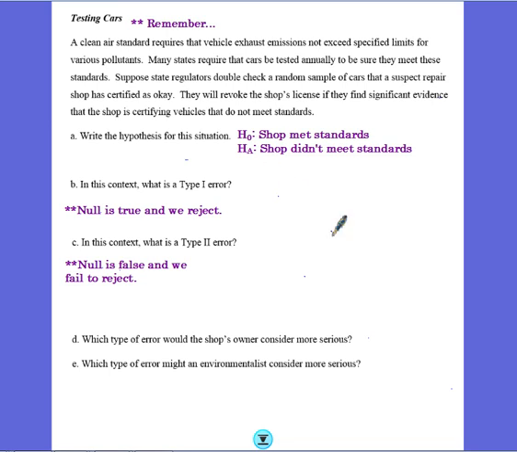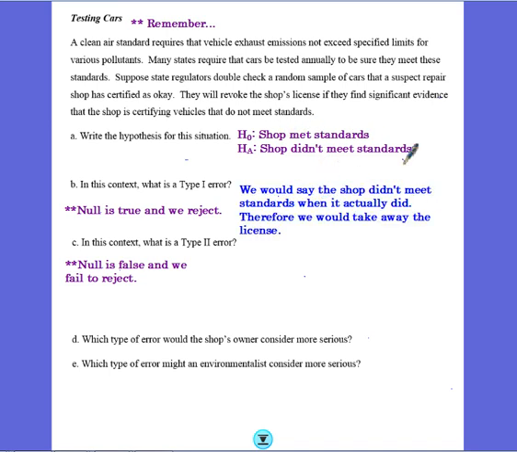So what you're going to have to do in this chapter is describe what a type 1 error is in context, and then talk about what impact that would have on the situation. So it says, in this context, what would a type 1 error be? So remember, type 1 error is when the null is true, but we reject it. So if the null is true, the shop is meeting standards, but we reject that, that means that we're claiming that the shop didn't meet the standards, but it actually did.